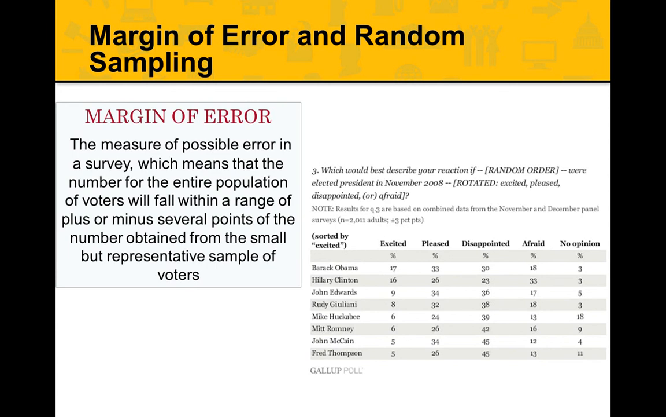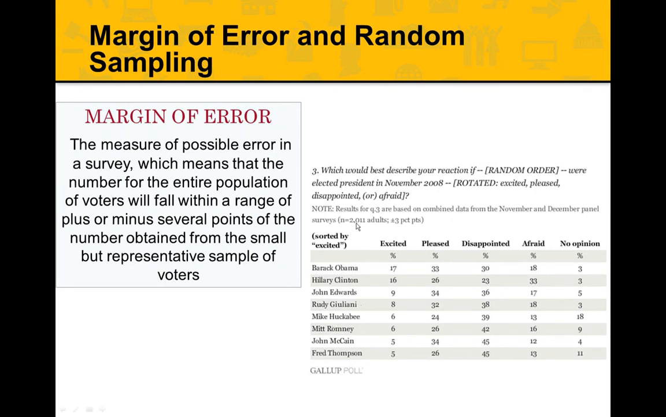And this just means that the numbers for the entire population of voters will fall within a range of plus or minus of the number obtained from the small but representative sample of voters. So again, we can't sample everyone. So in this particular sample of this particular question, back in 2008, they asked which would be your description of how you would feel: excited, pleased, disappointed, afraid, if one of these individuals were elected.